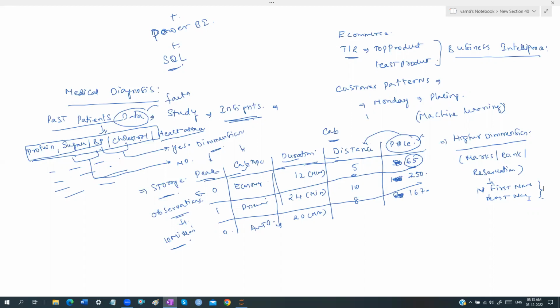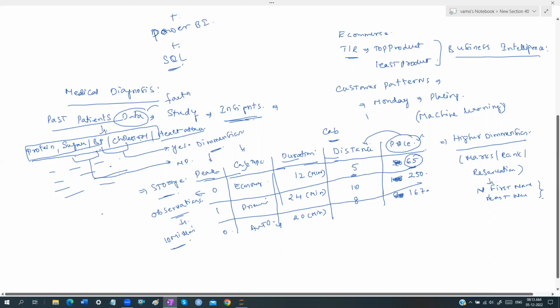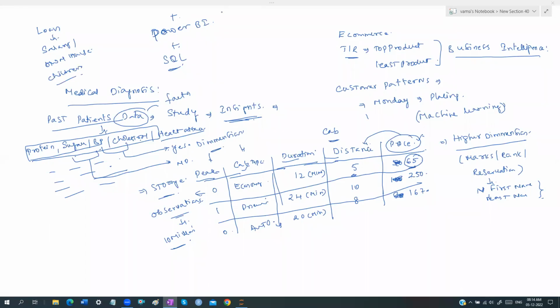But in banking applications, whenever a bank wants to give a loan to a customer, what are the factors that decide it? Here the marks and the rank are not going to decide. Here, how much salary he is getting, whether he has his own house or not, and how many children they have are some of the factors which decide whether the person is going to get a loan or not.